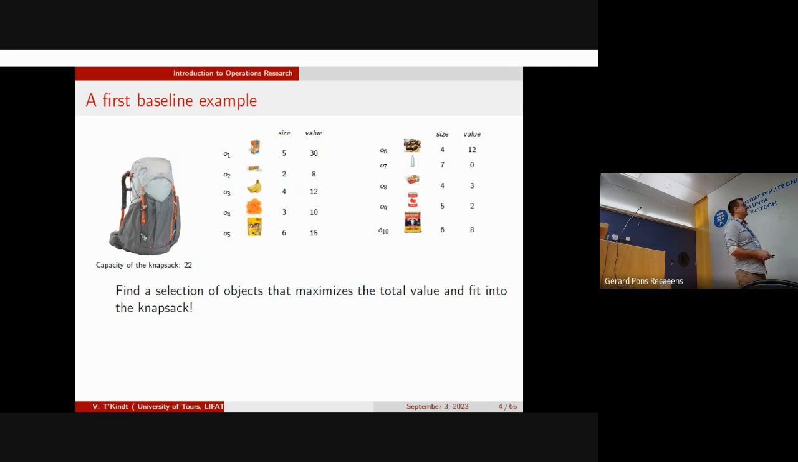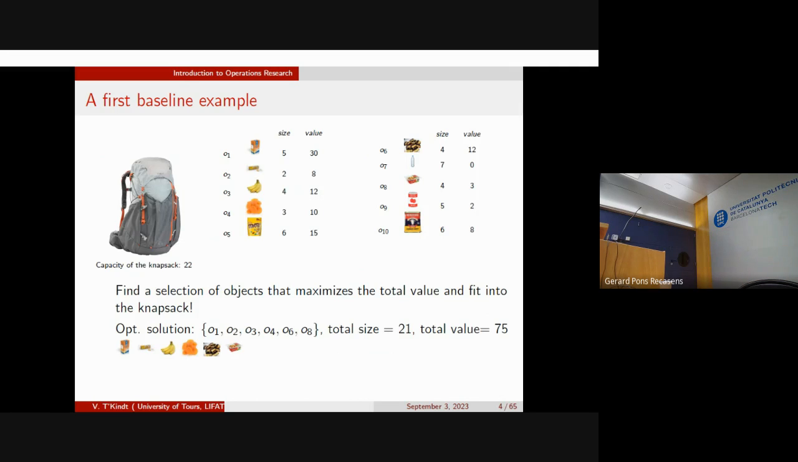Okay, so in fact, the optimal solution is this one. You put the sugar, and what else? A packet of biscuits, bananas, apricots, and a light salad. That's surprising, but that's the case. Possibly the salad went into the knapsack because there was no other room for better things. So, okay, I have space, I put the salad, something like that. And the total size is 21, so that fits into the knapsack, and the total value is 75.